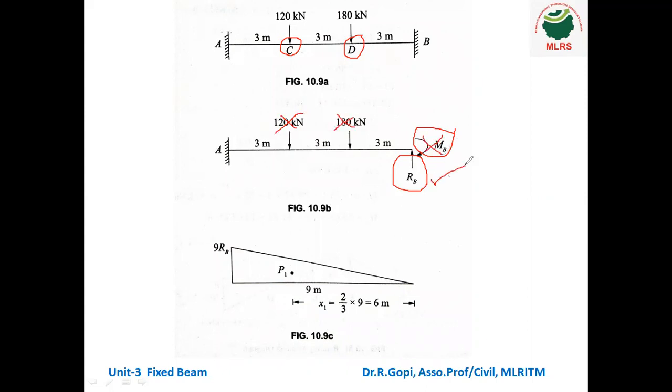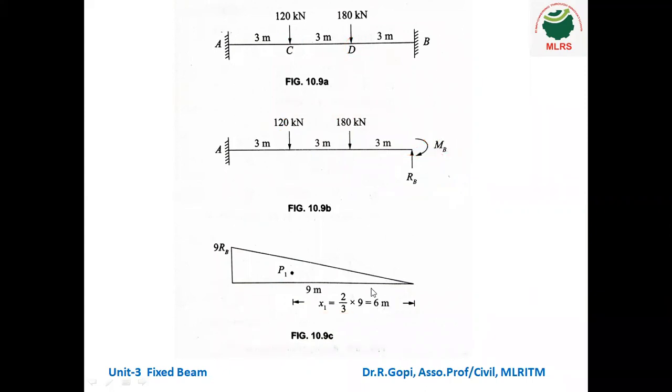Apply only RB. So the force into perpendicular distance. What is the perpendicular distance? 9 meters. So the overall span is 9 meters. So RB into 9. Okay. So this is the bending moment diagram. Since RB is a point load, a reaction load, the bending moment diagram will be a triangle. Okay. So what is the corresponding centroid distance? Since it is a triangle, the centroid distance is 2/3 of L. So 2/3 of 9 equal to 6 meter.